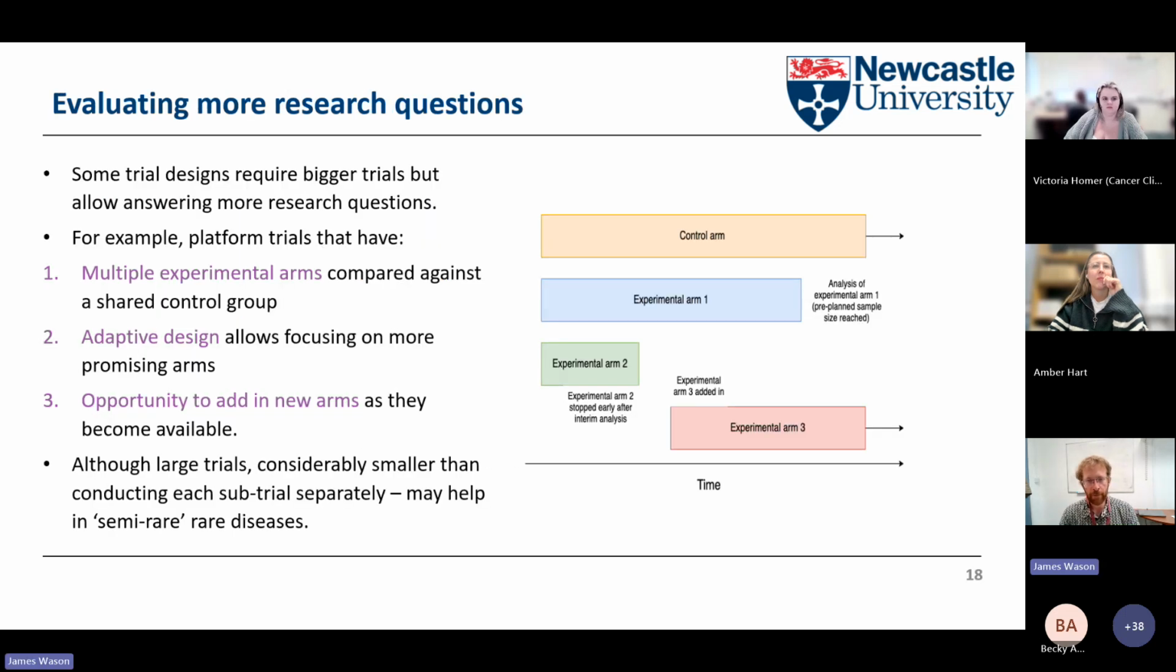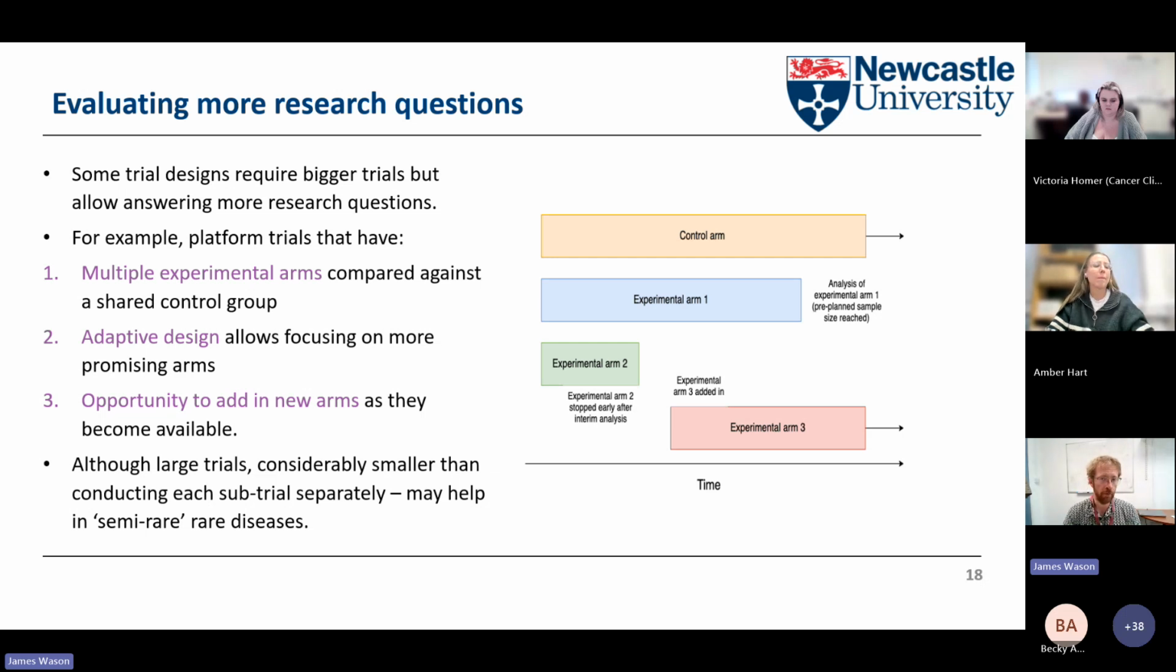Finally, in the area of semi-rare conditions where we can do randomized trials, it's always good to think about, instead of just doing each trial in isolation for a particular clinical area, how might we combine different trials together? One example of this is a platform trial approach, where we have in one trial multiple intervention arms that are being evaluated. If we have a control group, they'd be compared to the shared control group, which reduces the sample size a big amount compared to doing separate trials with each one having its own control group. It also generally has an adaptive design, which allows focusing on more promising arms as the trial progresses.